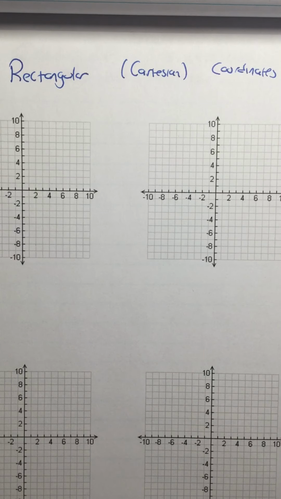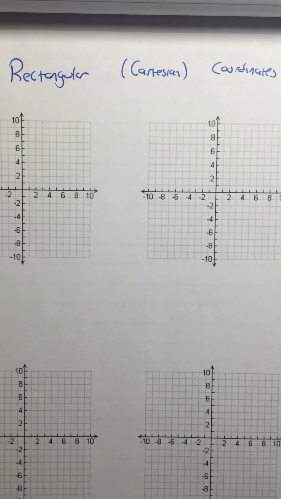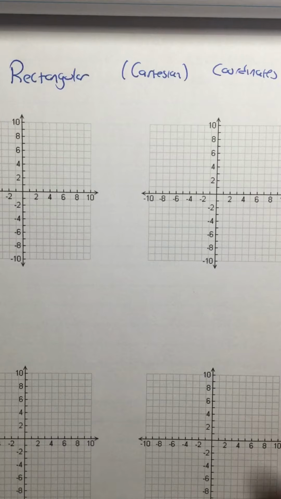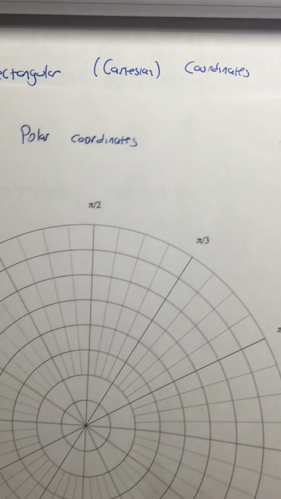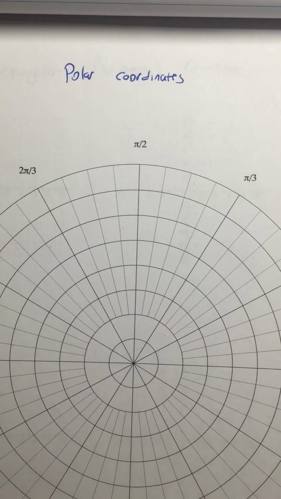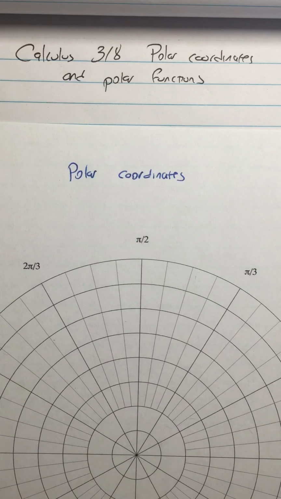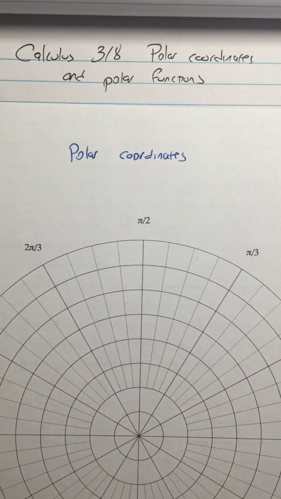So these are the types of graphs you have used for your whole mathematical career to date. They're called rectangular or Cartesian coordinates. Look at them, just sitting there all square and boring. Don't you wish you could change that up somehow? What if we could do graphs that were circles? Well, guess what? That's what we're doing. It's called polar coordinates, and we're going to do polar functions.